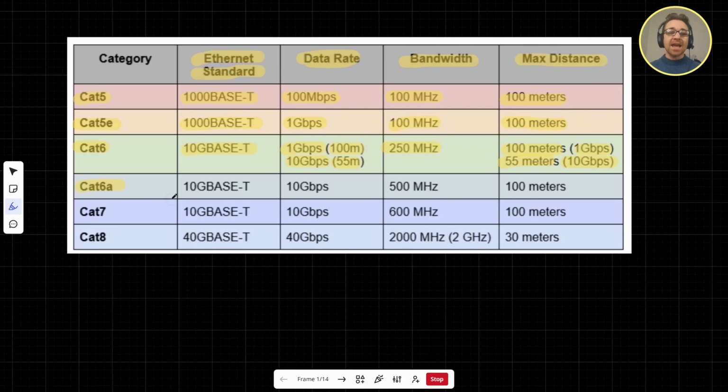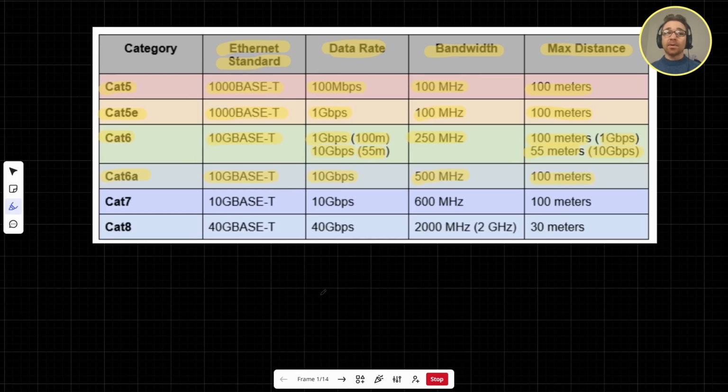Then you've got Cat 6A. This is like an enhanced version of the Category 6 cable. It can do the 10GBASE-T Ethernet standard, 10 gigabits per second, at 500 megahertz and a max distance of 100 meters, right? So you can see the immediate increase in reliability there. That's going to be more expensive than Cat 6, but you've got that increased reliability and increased data rate over longer distances too.